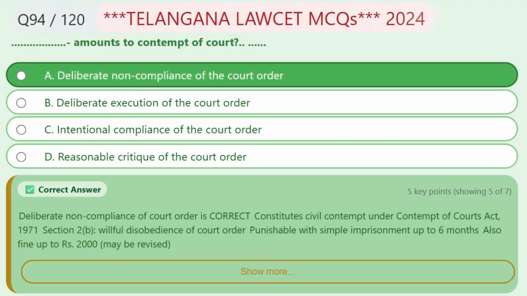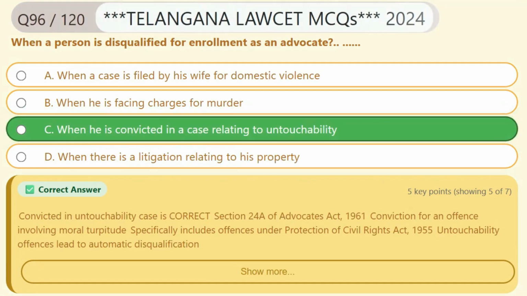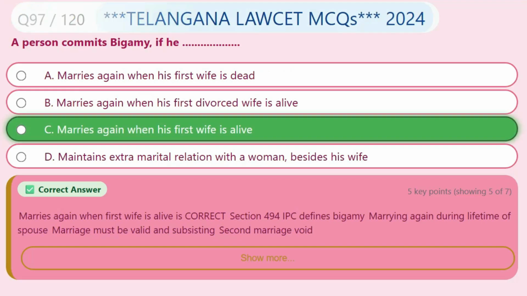What amounts to contempt of court? Deliberate non-compliance of the court order. Which of the following is a non-compoundable offense? Murder. When is a person disqualified for enrollment as an advocate? When he is convicted in a case relating to untouchability. A person commits bigamy if he marries again when his first wife is alive.